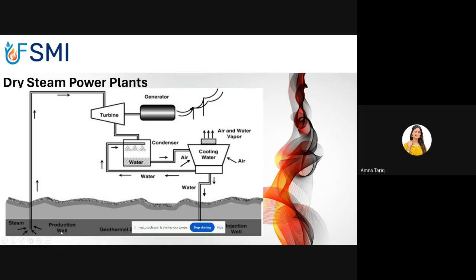In this diagram, the process starts with an underground steam or hot water reservoir. This heat source is labeled geothermal zone in the diagram. Wells are drilled to tap into this reservoir, and steam or hot water is extracted from this well. After the production well, next is the turbine. The extracted steam or hot water traveling upward through the well spins the turbine blades. The turbine converts the kinetic energy of the moving steam into rotational energy.